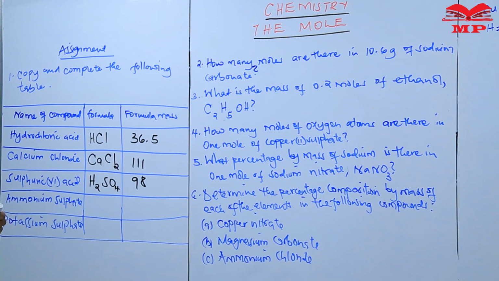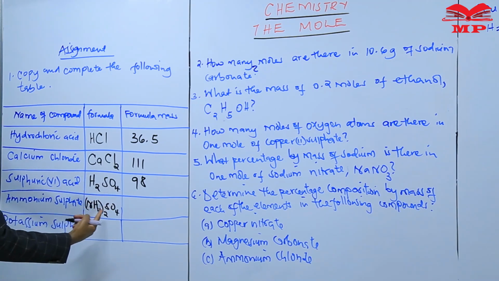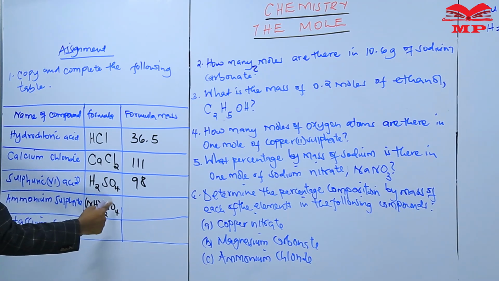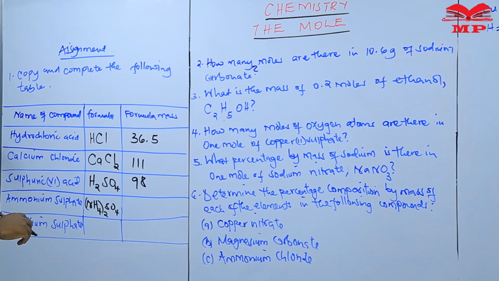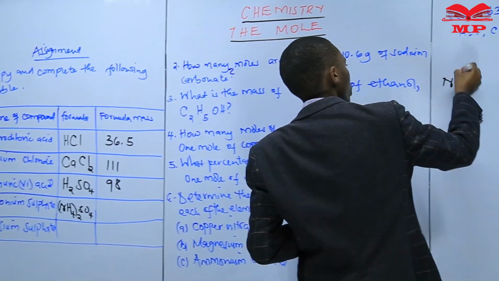The next is ammonium sulfate. This is the formula of ammonium sulfate. The sulfate radical is valency 2. The ammonium radical is valency 1. And therefore, that's why we have dropped the valency at that point. Therefore, the formula of ammonium sulfate is this one.